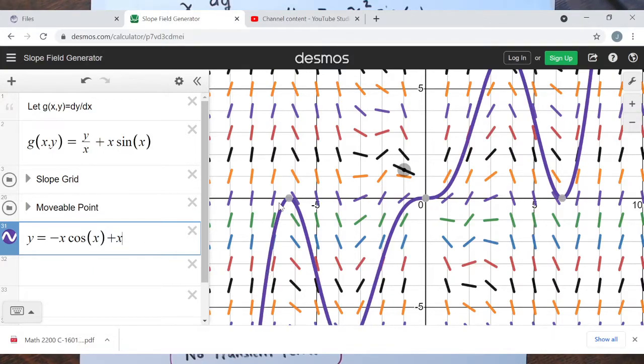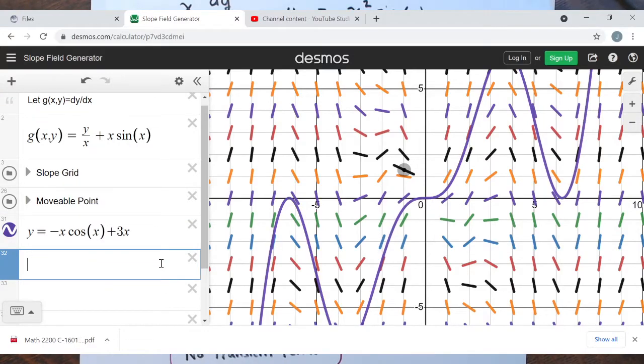Look at this graph. See how it's following the directions of the slope field? It goes up here, then it's got to go down, and all these slopes are going up, and the curve is going up. The slopes are going down, the curve is going down, the slope is going up, and the curve is going up. And again, you can replace this constant in front of x with anything.